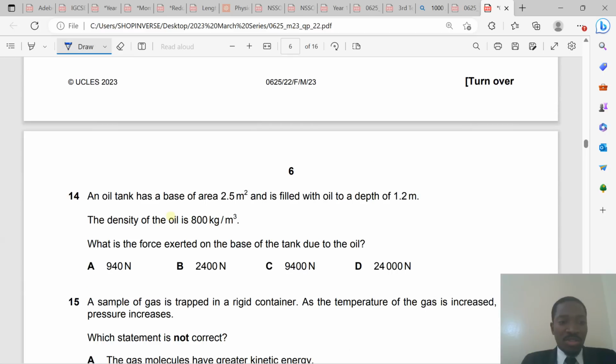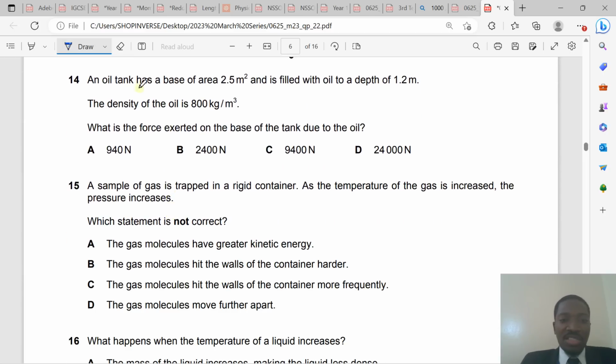Let's go to question 14. An oil tank has a base of area 2.5 meters squared and it's filled with oil to a depth of 1.2 meter. The density of oil is 800 kilogram per meter cube. What is the force exerted on the base of the tank due to this oil? Do not forget that the formula for pressure in liquid is density times gravity times height. So without work, do we have the height? We have gravity. Okay, so we want to get the force. Is that going to work?